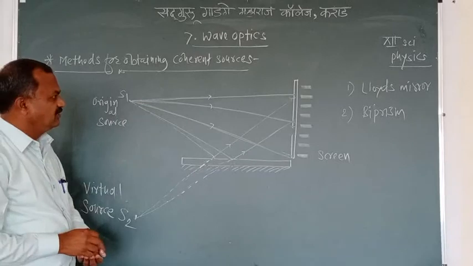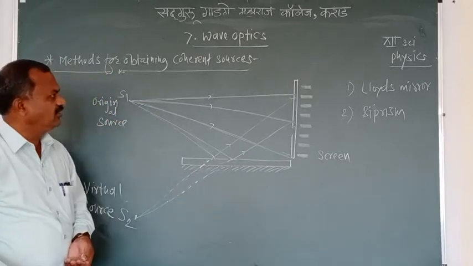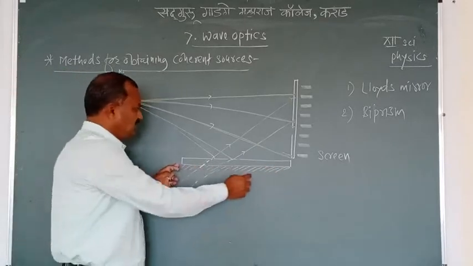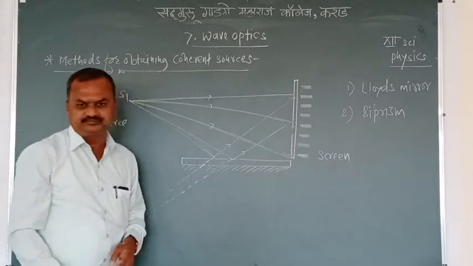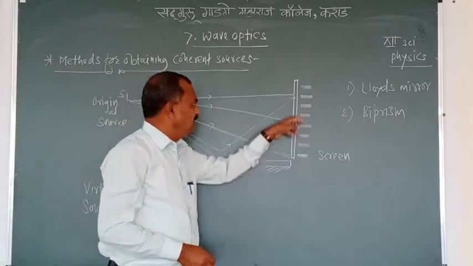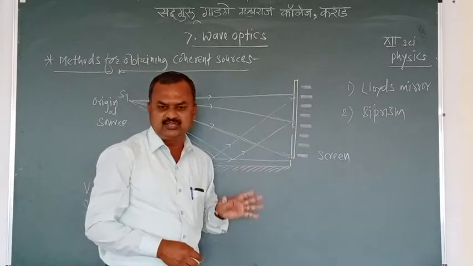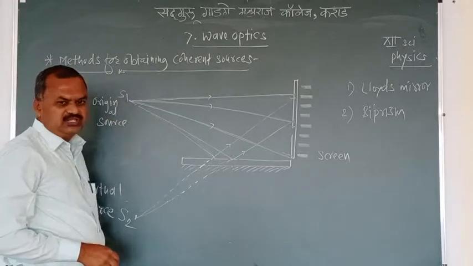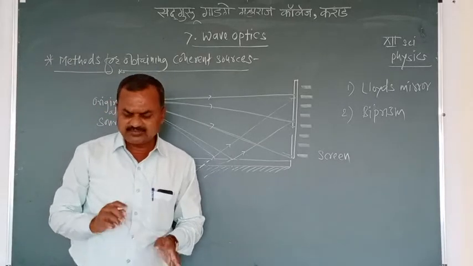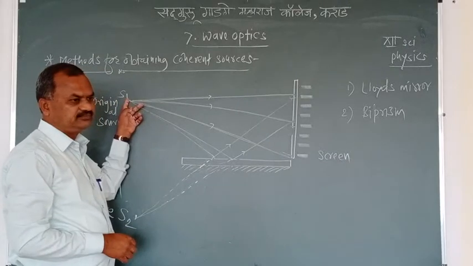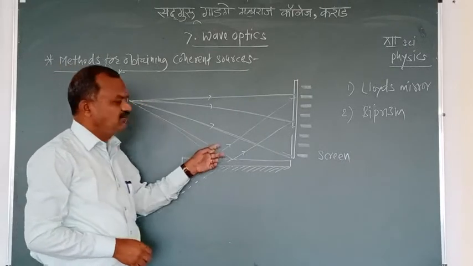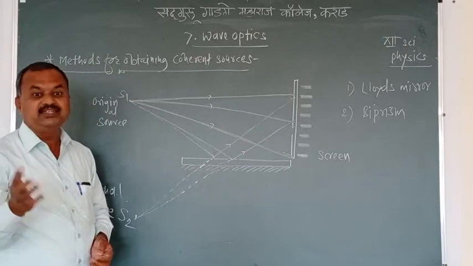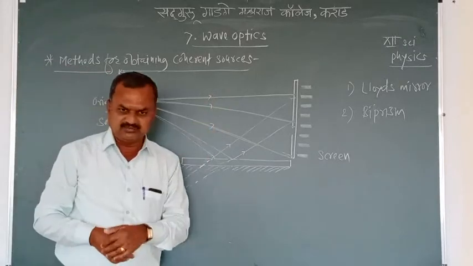The first method for obtaining coherent sources is Lloyd's mirror. Lloyd's mirror is a plane mirror as shown in this diagram. This vertical line shows the screen on which the interference pattern is obtained. S1 is the original source of light. The light from source S falls on the mirror at a small angle known as the grazing angle and is incident on the screen.